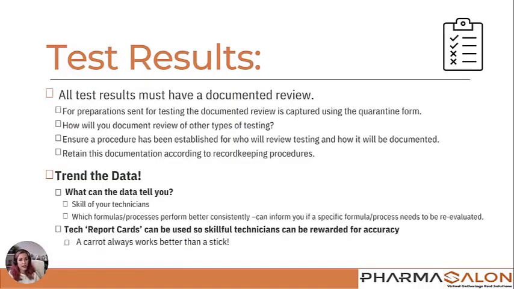Our test results need to have a documented review. So for the preparations that were sent out for testing and we use the quarantine form, that review is documented on the quarantine form. I want you to think about how you're going to document the review of other types of testing. So your clean room gets certified and you get your clean room certification report back. How are you documenting that that was reviewed and approved? It might be as simple as just printing it out and handwriting the signature at the end.